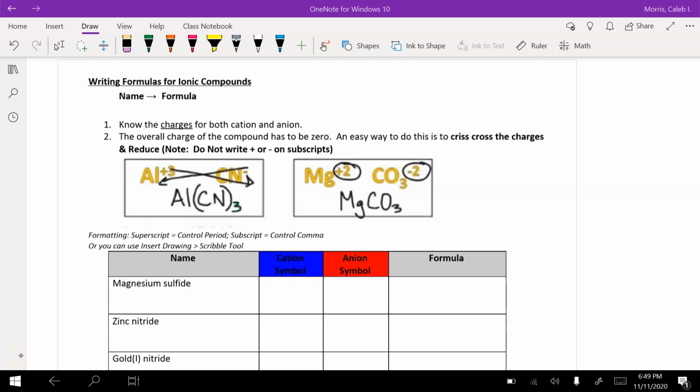Okay, today we want to talk about how to write formulas for ionic compounds. The first thing that we need to know how to do is know the charges for both the cation and the anion. I want you to know that the cation is the first name. Remember, cation is positive. Cation is the first name. And the anion is going to be the second name or the last name.